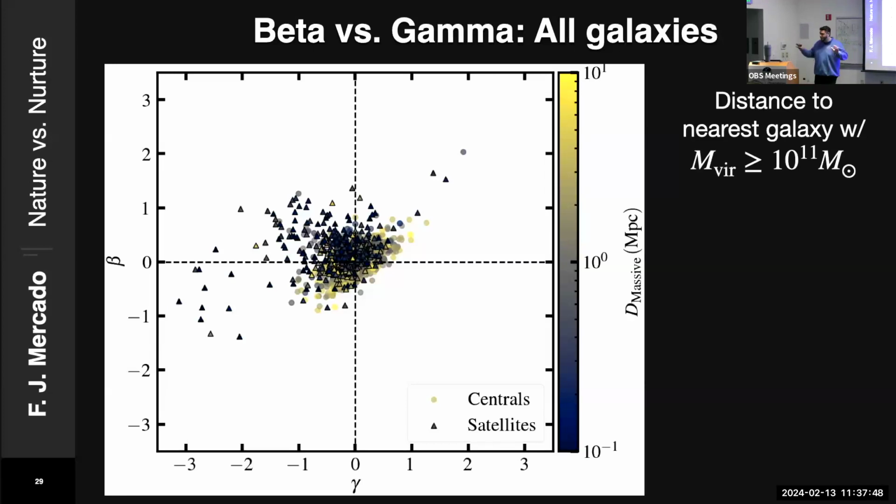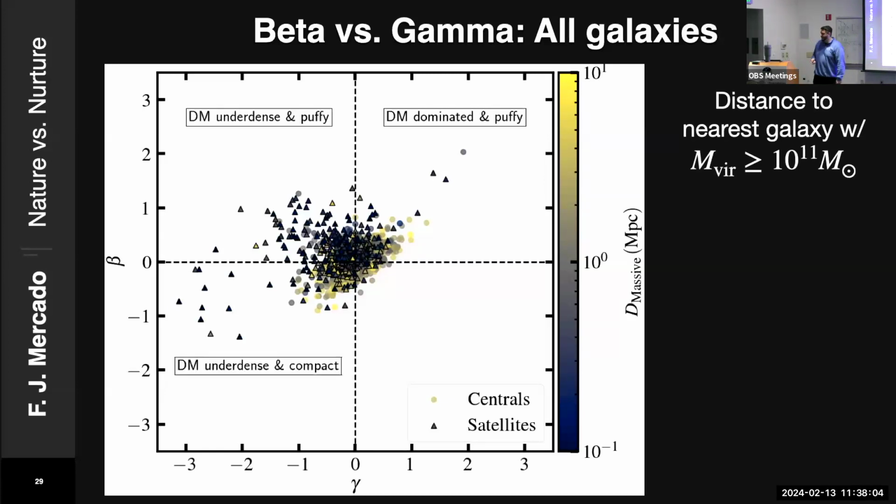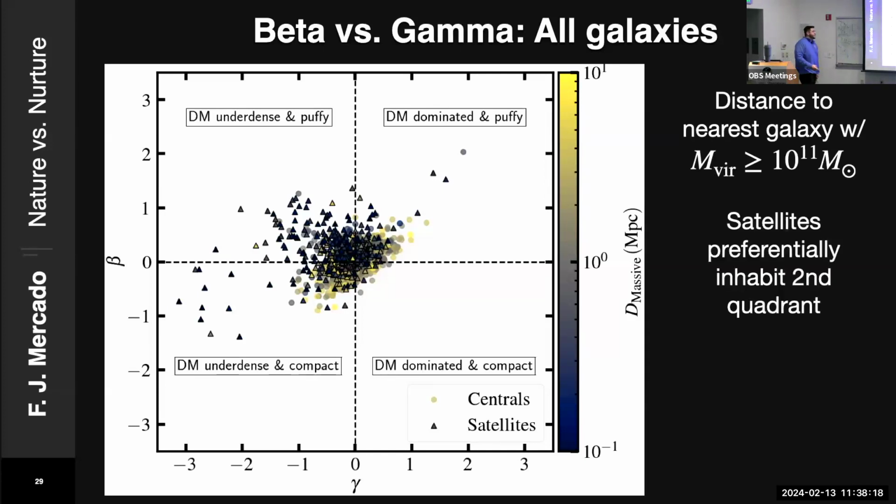That is, it's an arbitrary choice. I can play around with that moving forward. But there are four different quadrants. The first quadrant is that we see dark matter-dominated galaxies, and they're puffy. In the second quadrant, the galaxies are dark matter underdense and puffy. The third quadrant, the galaxies are dark matter underdense and compact. And then finally, as you could expect, the bottom right quadrant gives us dark matter-dominated galaxies, and they are also compact. And so what we see first off is that the satellites preferentially inhabit this second quadrant, dark matter underdense and puffy.